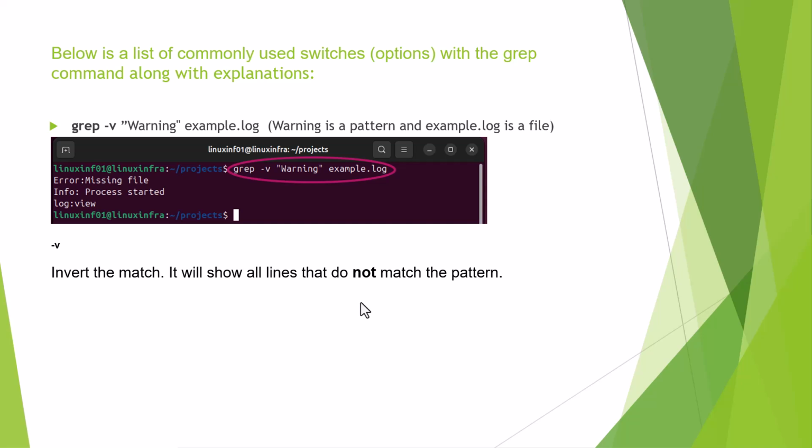It means if you have a file having like 4 or 5 lines, and you want to give the output for all content except the line where warning exists. Currently you can see in this file there are 3 lines where warning is not written. So this inverts the match. If you want to show the content where the warning pattern does not exist, you need to use grep with the -v switch over here.